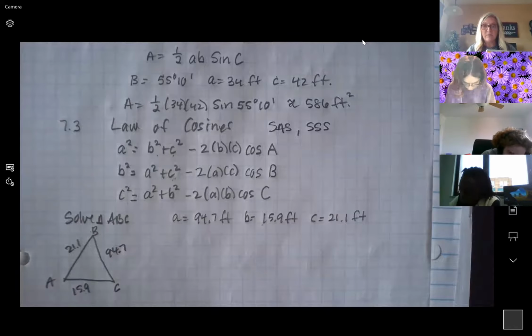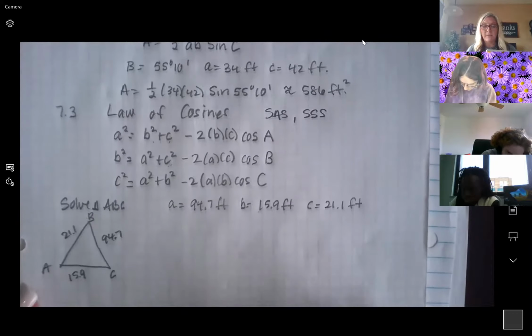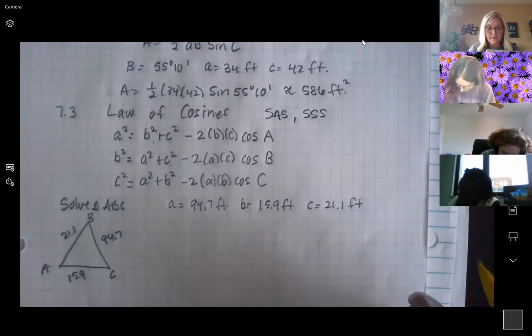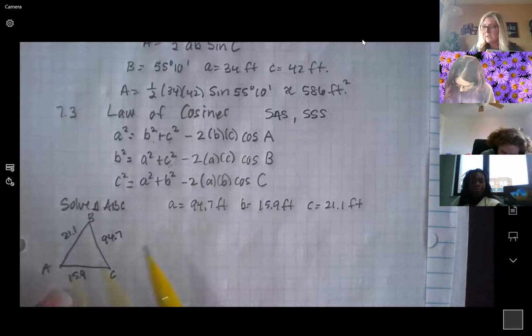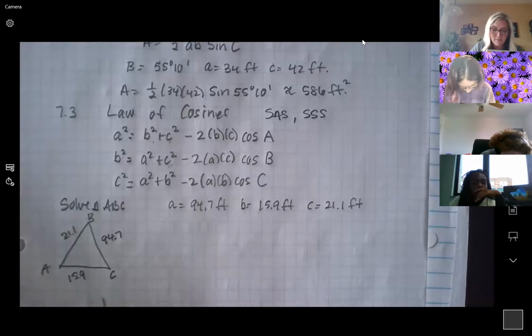So solving the triangle, we're just trying to find all three angles. If we find two angles, then we are good because we can find the third. So let's just start, it doesn't matter. Let's start with a squared.